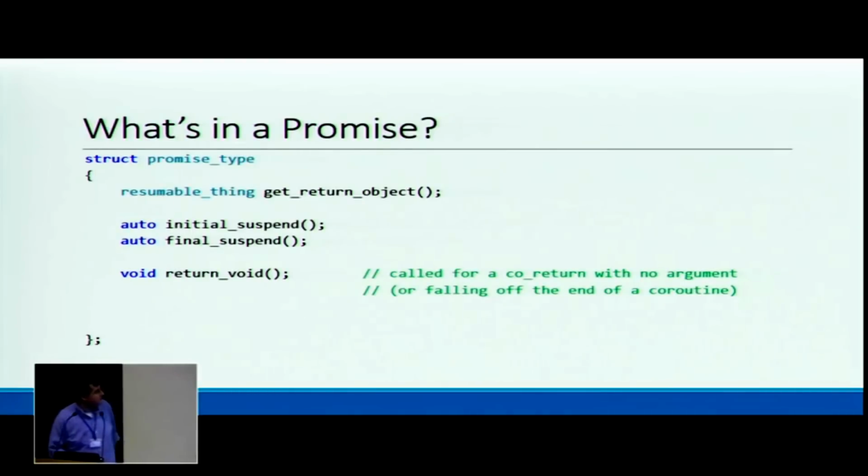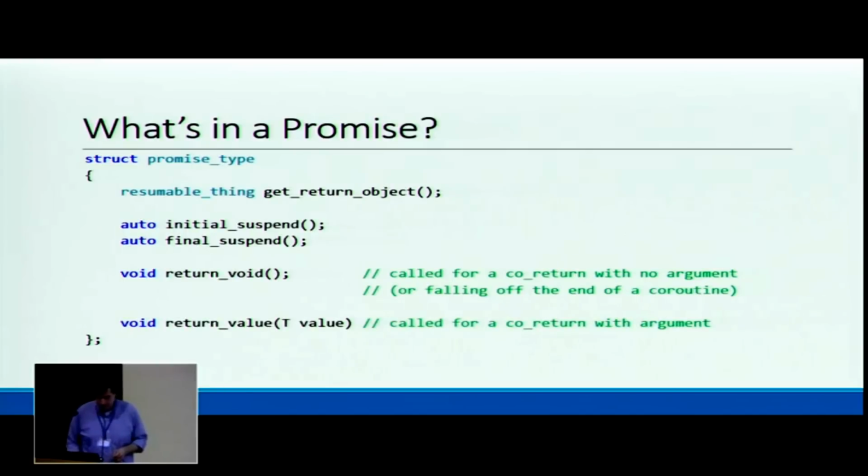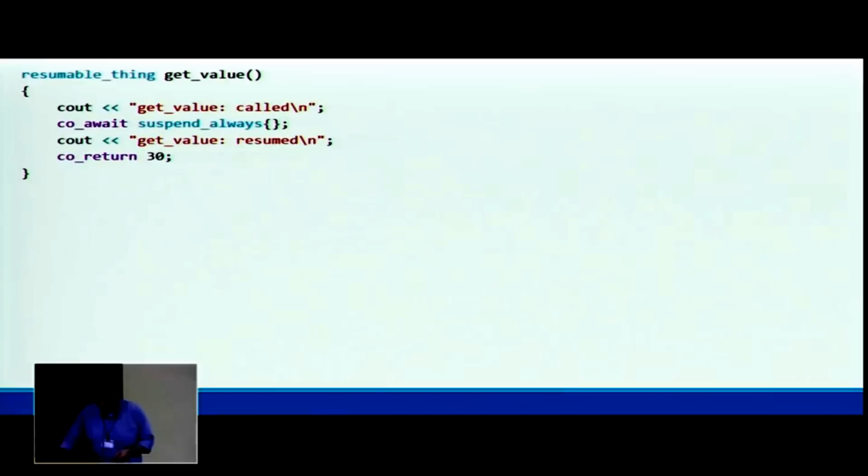So we've already seen this first promise type example, and it's the way a promise type needs to look for promises that don't carry values. And you know that because it has a return void function that is called for a co-return with no argument, or when you fall off the end of a coroutine. In coroutines that return values, like this std future example that returns a future of int, instead of return void, you have to provide a return value. And this is called for co-return when you have a co-return with an argument.